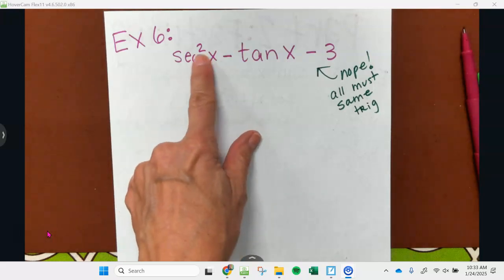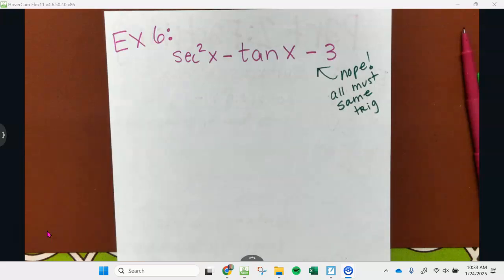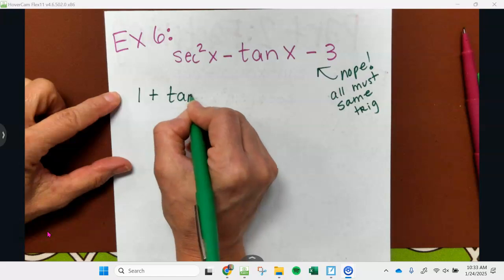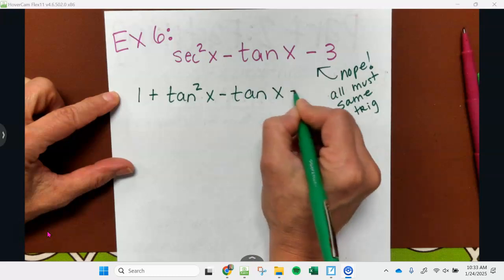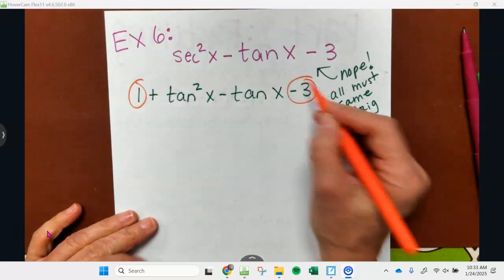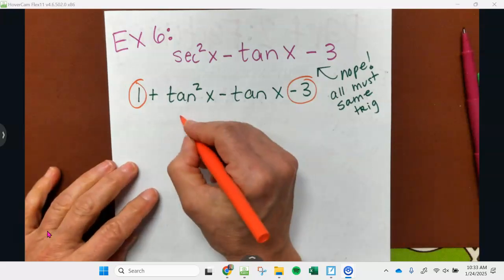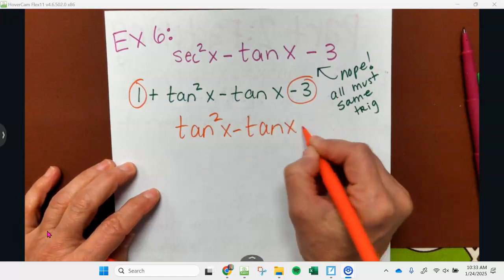Guys, if you look at this secant squared, and if you look at your trig identities, what does secant squared equal? 1 plus tan squared, right? Let's just substitute in. We know secant squared x is 1 plus tan squared x. I'm going to bring down the rest of the problem. And then we got to combine some like terms here. So a positive 1 and a negative 3, that's going to be a negative 2. So we're going to have tan squared x minus tan x minus 2.